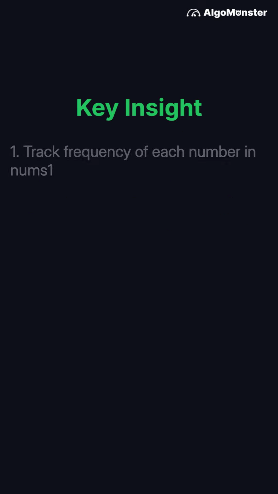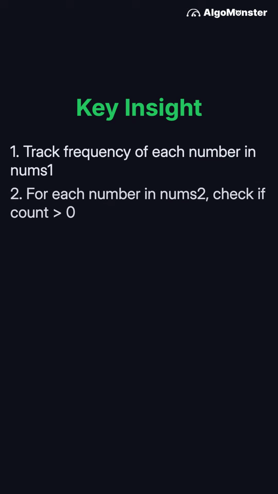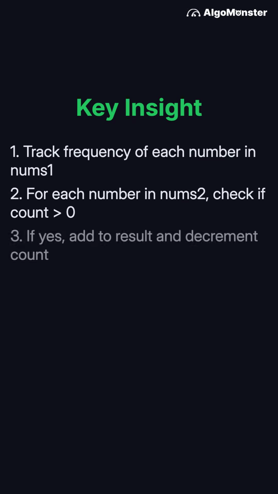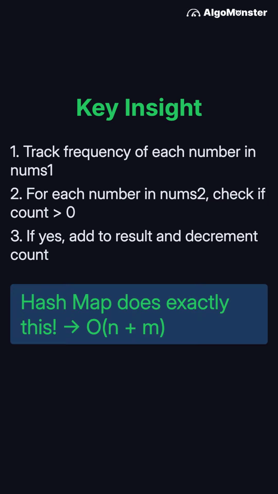Here's the insight. We need to track how many times each number appears in the first array. Then, for each number in the second array, check if it still has remaining count. If yes, add it to the result and decrement. A hash map does exactly this.